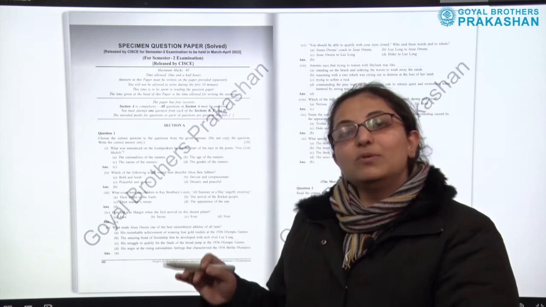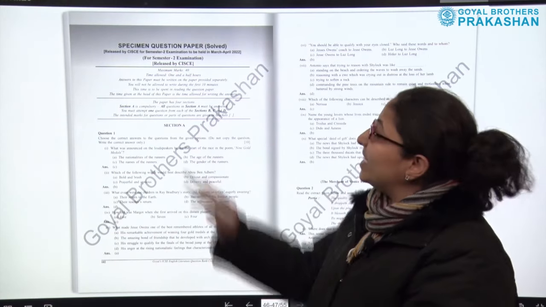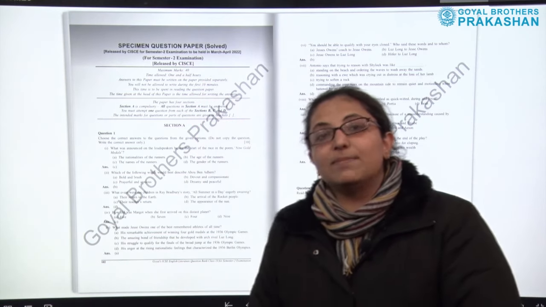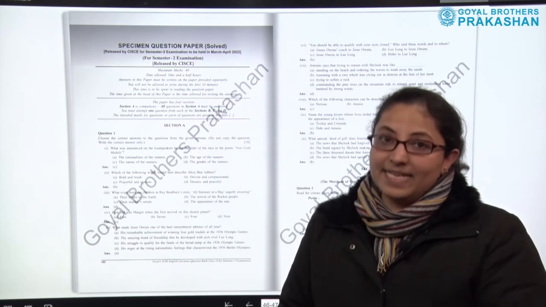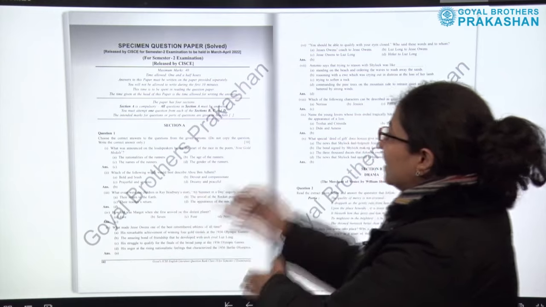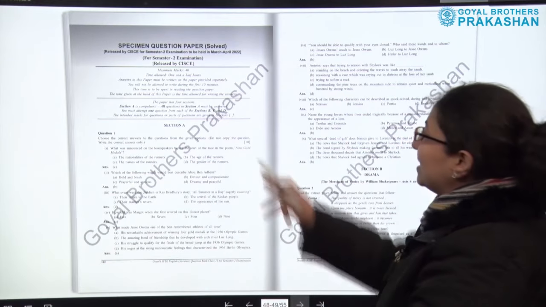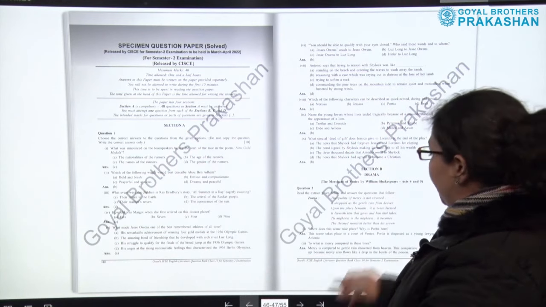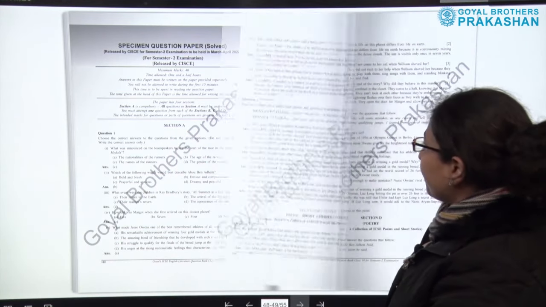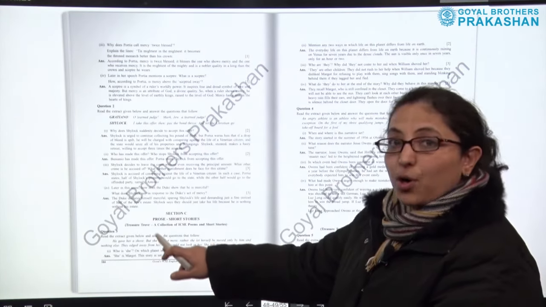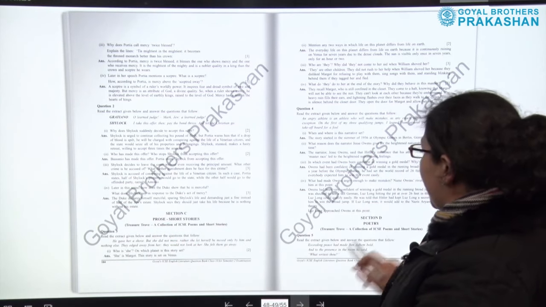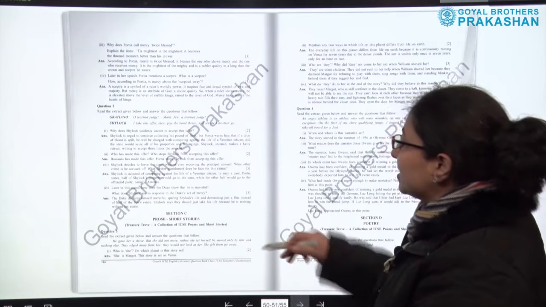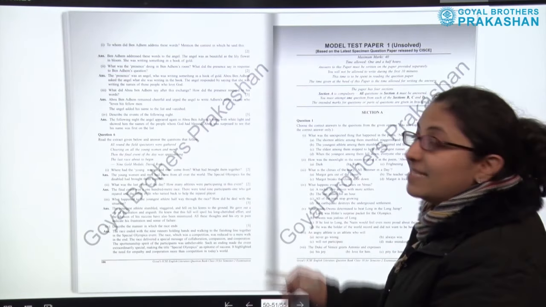After that, we come to section B of the book, which is the specimen question paper. Now, this is a solved specimen question paper released by CISCE. You can see this is the solved specimen question paper. The first part is section A, then section B is drama, section C is prose, which is short stories, and then section D, which is poetry. So this is how the specimen question paper is there.